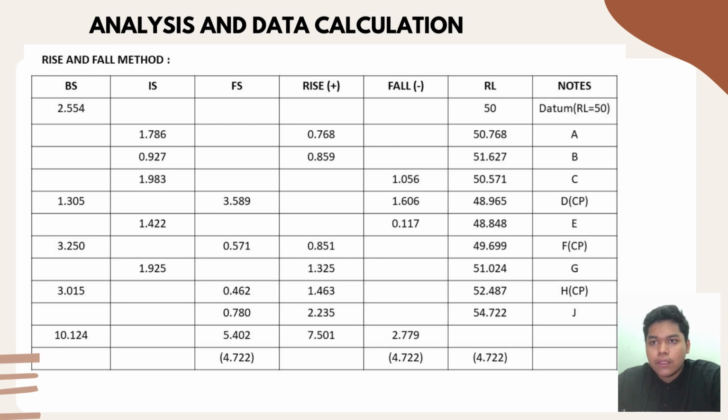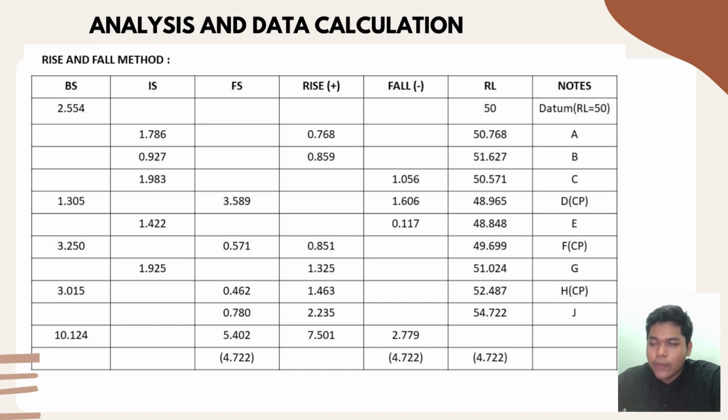So for the first method, we use the rise and fall method. So we need to calculate the rise and fall. For point A, the answer for rise is 0.768. For point B, it is 0.859. For point C, the value of fall is 1.056. For point D, the change point, the value of fall is 1.606. For point E, the value of fall is 0.117.